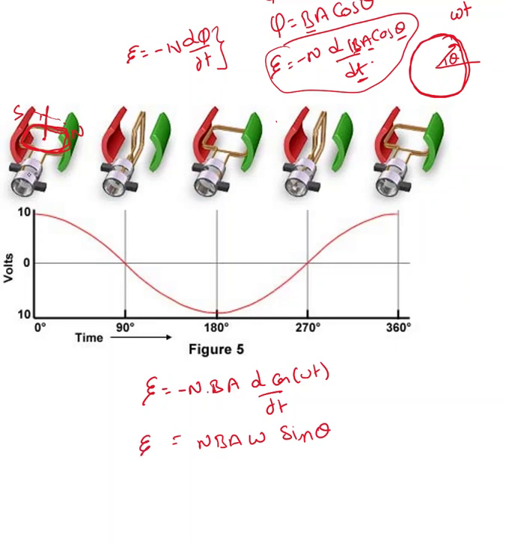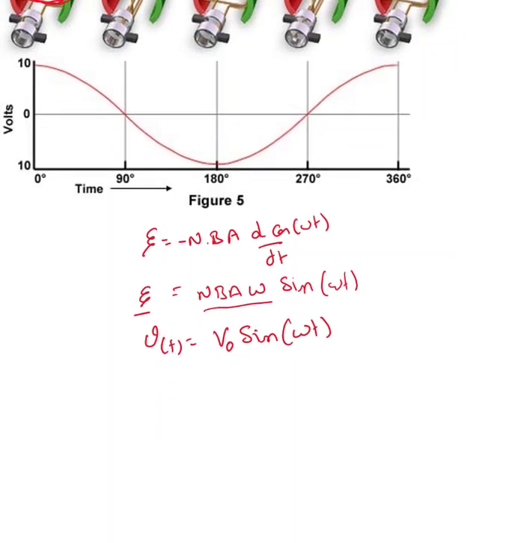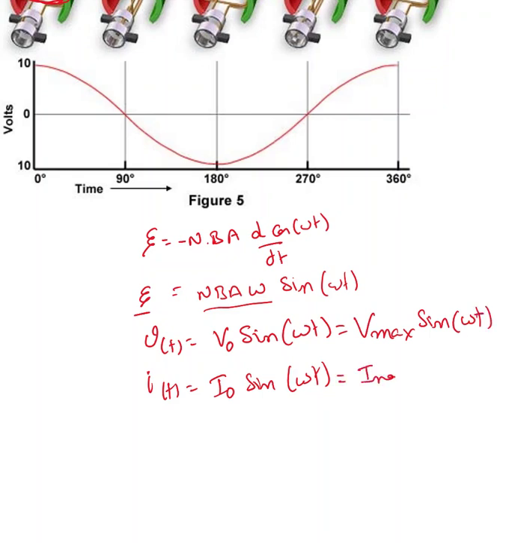These are called slip rings. If I connect a circuit to the slip rings, we end up with a current flow. Instead of theta, I'm going to say omega t. So this induced EMF E, I can write as V of t, represented as V naught or V max sine omega t. So V of t equals V max sine omega t. In the same way, I of t equals I naught sine omega t. I'll talk about what V naught and I naught are in a minute. Instead of V naught, I'm going to use V max most of the time, and I max sine omega t.